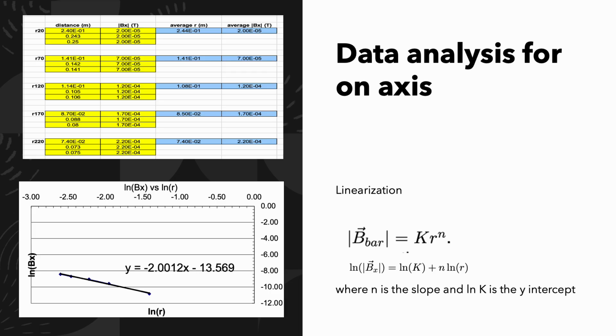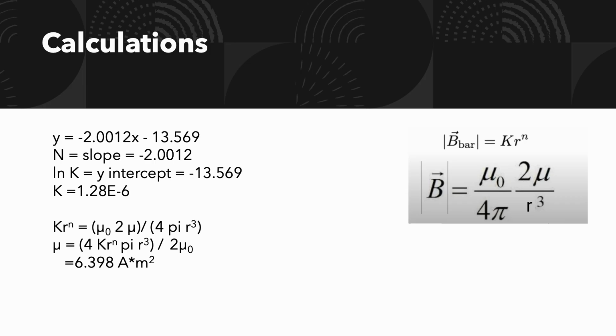So next is the data analysis for on axis. On the top are the distance measurements for the various magnetic field strengths, and on the bottom is the linearized plot of the averages. We can use the distance dependent formula to find the variables, where n is the slope and ln k is the y-intercept. Next, we calculate for nu: we use the distance dependent formula and equate that with the B vector. We solve for k and isolate for nu, and I got nu as 6.398.